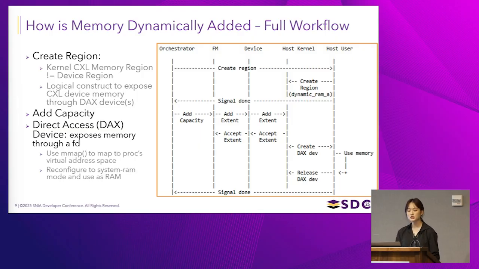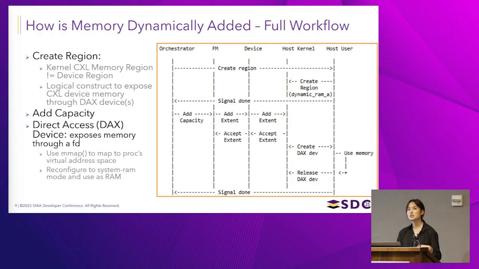The kernel region represents a chunk of physical addresses on the host side. So when you create a CXL memory region, you're really just telling the kernel how big of a range of new physical addresses to create. It's important to note that this range is not actually backed by any resources on the device yet. But once you reserve that space, you can send the signal to add or release capacity, and that whole back and forth between the FM, the device, and the host happens. And then this region gets physically backed by resources on the device.